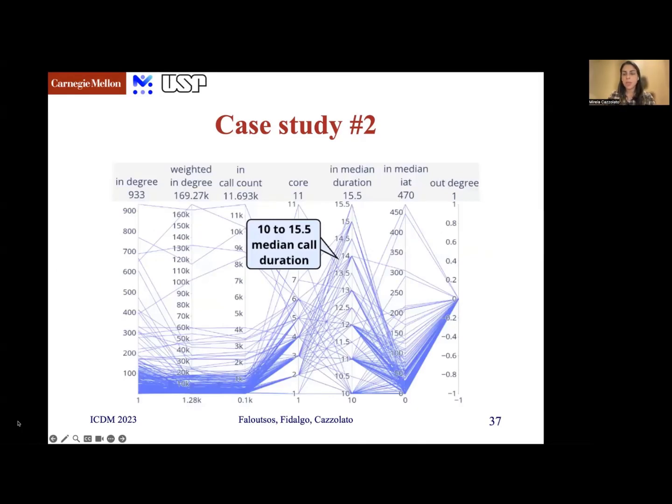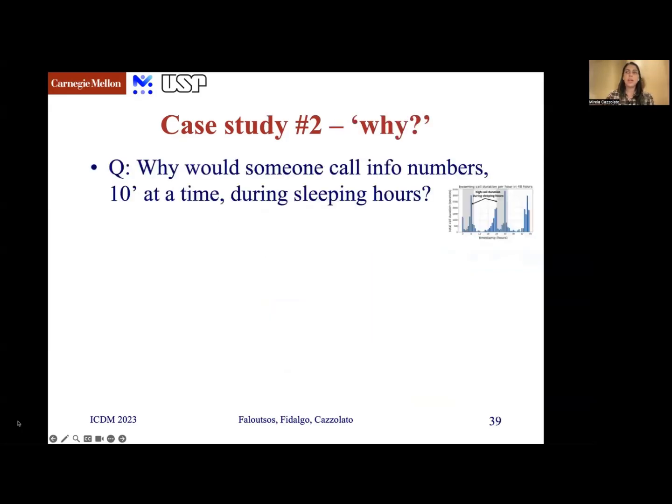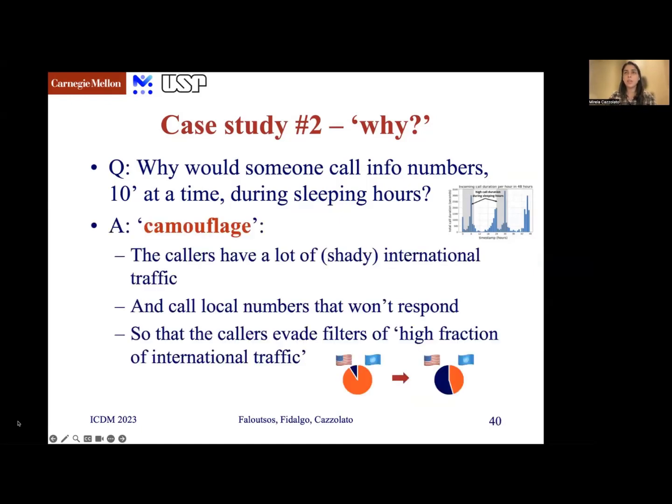So after we saw these selected numbers, that group that is very suspicious, we saw that the calls have median call duration between 10 to 15 seconds, which is very suspicious for us. And after the anonymization, we found out that these numbers are information numbers like weather forecast and stock market numbers. So the question here is, why would somebody call information numbers 10 seconds at a time during sleeping hours? So the answer is camouflage.